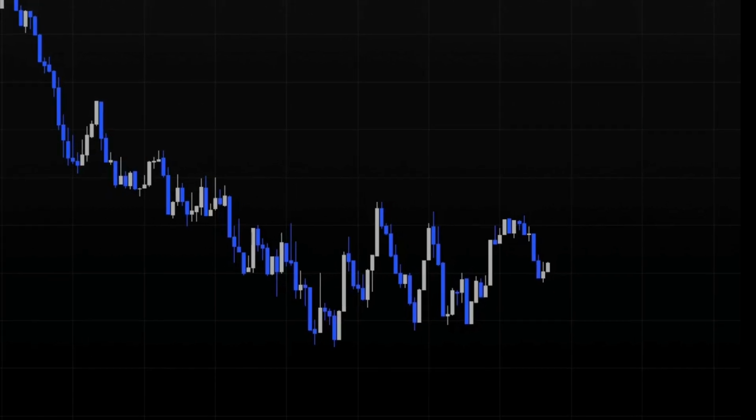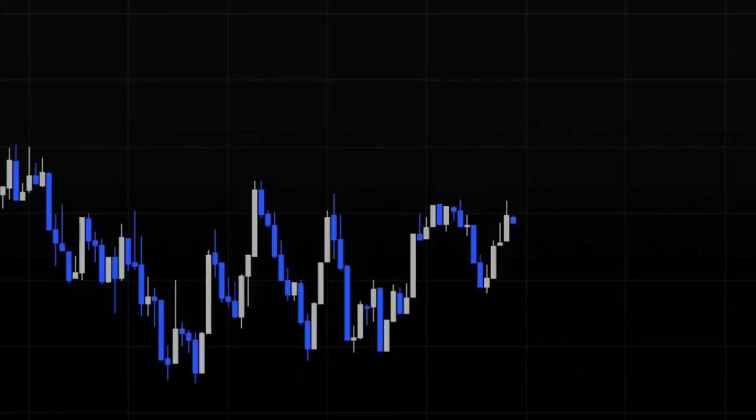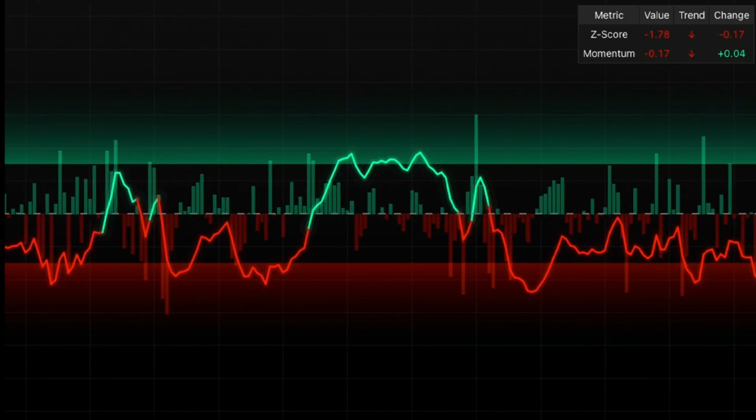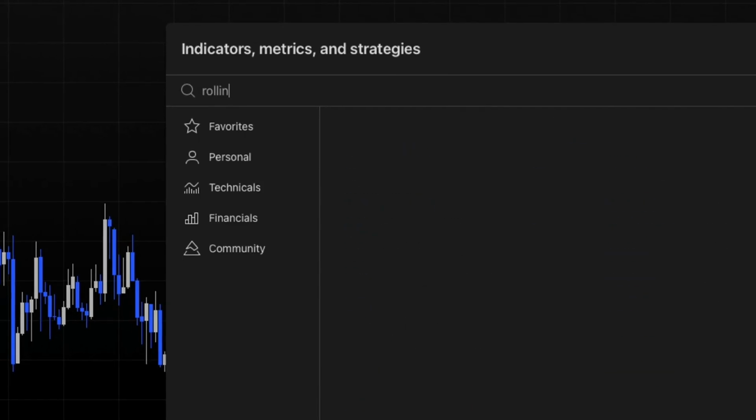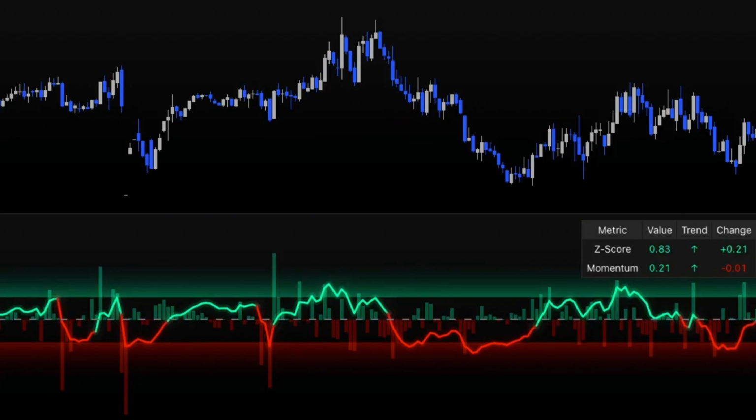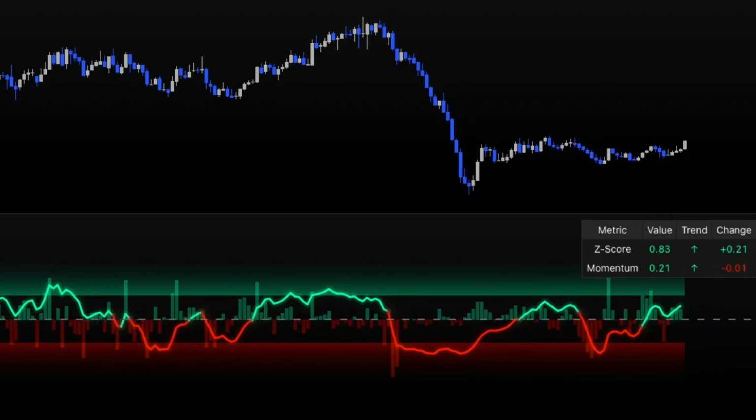Have you ever wished you could spot trend reversals before they happen with real statistical logic behind your entries? Well, today you're going to learn exactly how to do that using one of the most overlooked but incredibly effective indicators on TradingView. It's called the rolling Z-score trend by QuantAlgo, and it's not your average trend or momentum tool. This indicator helps you identify when price is statistically overbought or oversold, and more importantly, when that trend is about to flip. If you're tired of relying on lagging indicators or guessing at entries, this is one tool you'll definitely want in your trading setup.